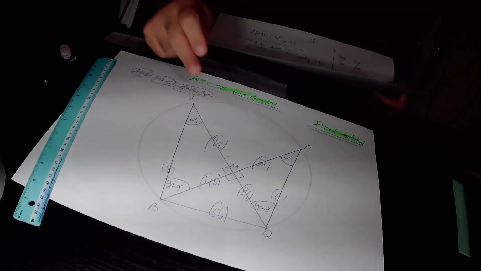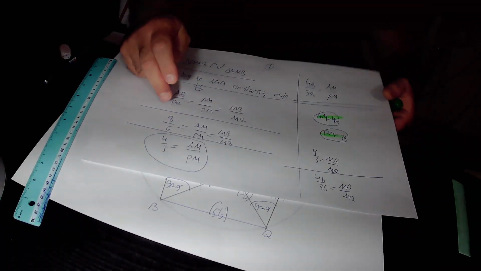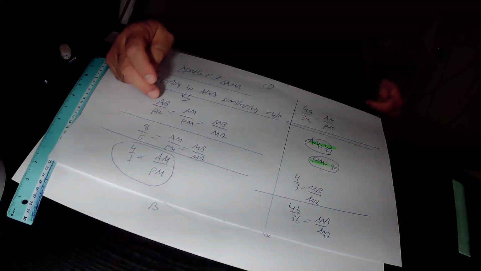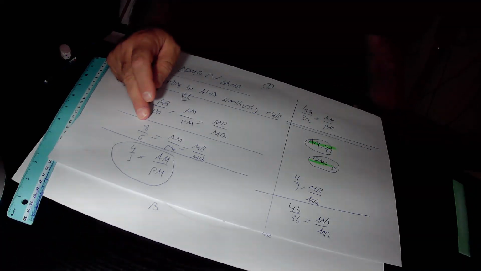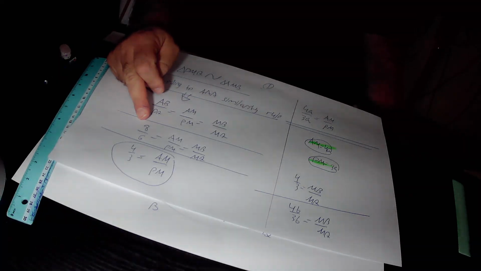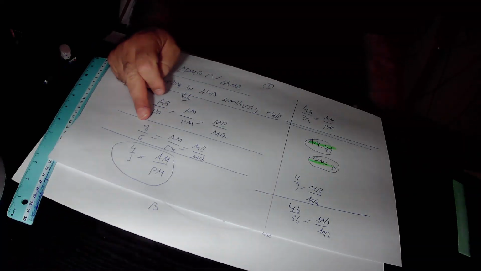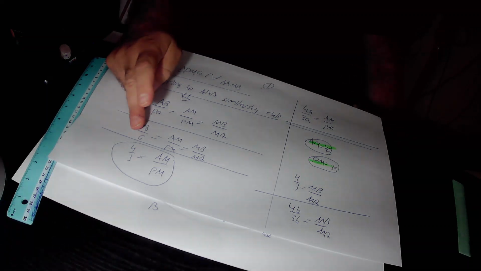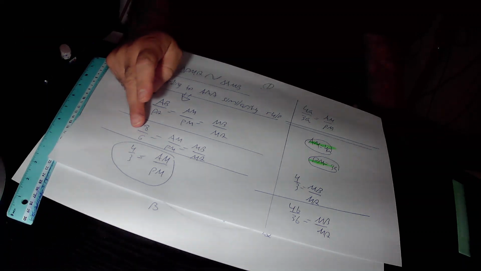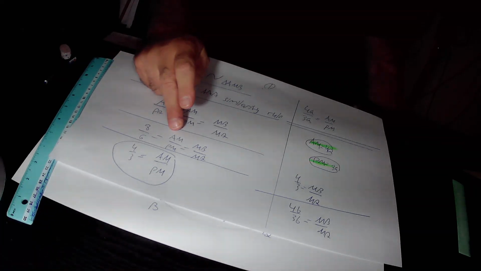AB is 8 and PQ is 6. Here we divided both the numerator and the denominator of this expression by 2, and 8 over 2 is 4, 6 over 2 is 3. So this expression equals 4 thirds. So 4 thirds equals AM over PM.